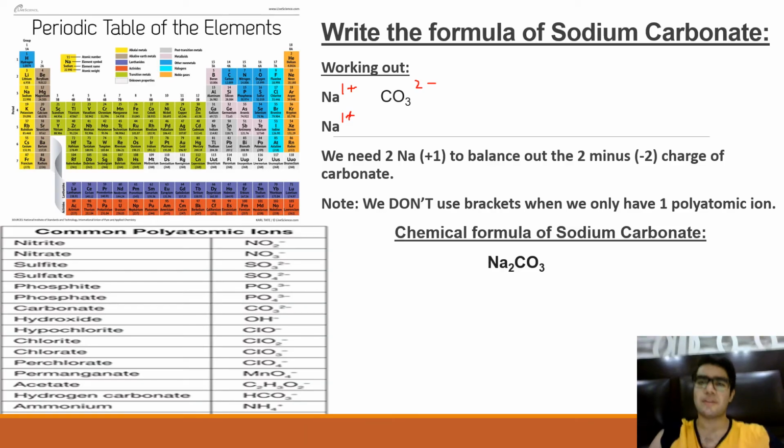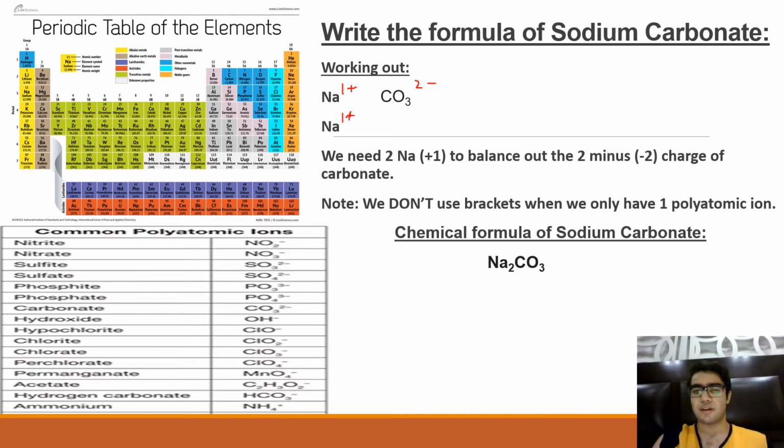Now I'll tell you how to write the formula of sodium carbonate, okay? So the working out is that we need 2 sodium ions to balance out the 2 minus charge of carbonate. If you look at the table of polyatomic ions, carbonate has a formula of CO3 and a charge of 2 minus. So we have CO3 2 minus, but we need 2 Nas to balance out the 2 minus because each sodium ion has a charge of +1. So we need 2, so that becomes +2, and +2 balances out the 2 minus of carbonate.